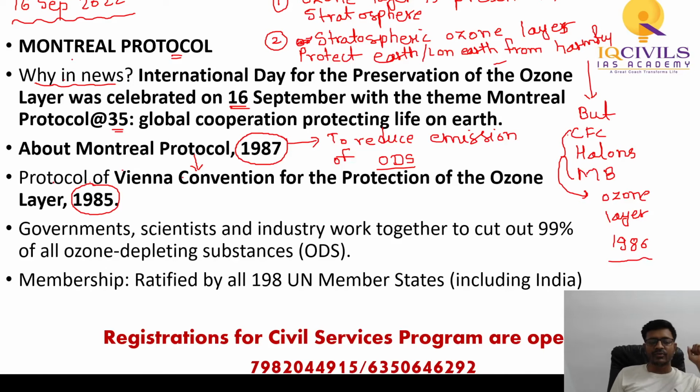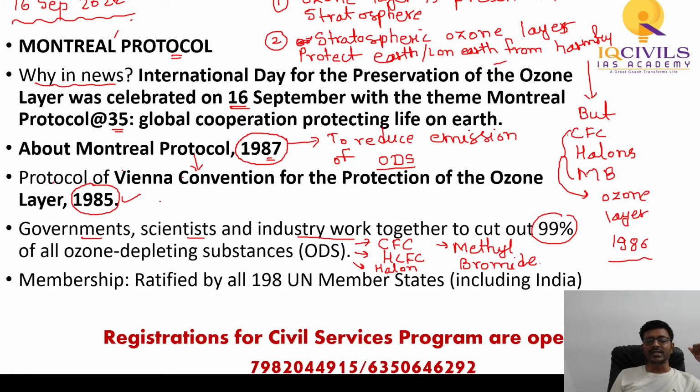International Day for the Preservation of the Ozone Layer was celebrated on 16th of September with the theme Montreal Protocol at 35, Global Cooperation Protecting Life on Earth. About Montreal Protocol 1987, it is the Protocol of Vienna Convention for the protection of the ozone layer in 1985. Governments, scientists and industry worked together to cut out 99% of all ozone depleting substances, and you know the names of ozone depleting substances: any compound that contains chlorine, and if it is capable to travel to the stratosphere, we call that material ozone depleting substances. CFC, HCFC, then halon and methyl bromide. Even material containing bromine and which is capable to reach the stratosphere, that is also ozone depleting.